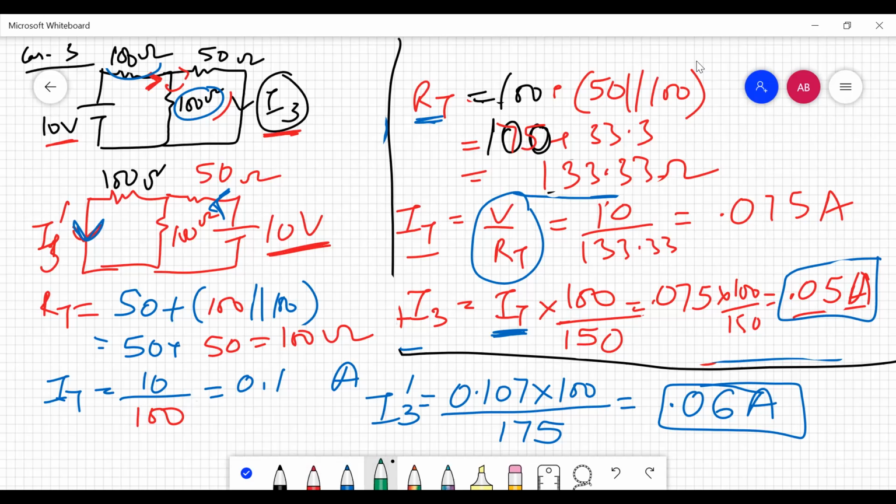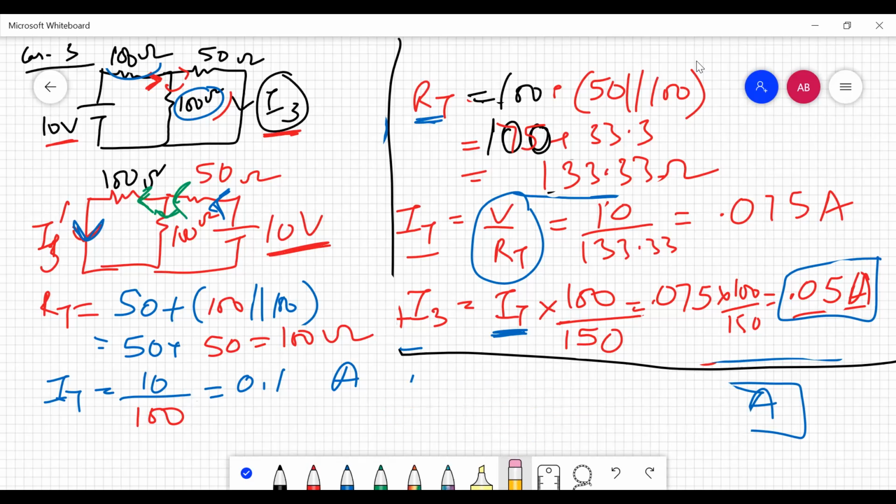And now you can see that this 0.1 amperes is going to get divided into two equal resistances of 100 ohms each. So you have to divide 0.1 in half. So half will go to this 100 and half will go to this 100. So what I'm going to do here is get the value of my I3 dash as 0.1 by 2, that is coming out to be 0.05.